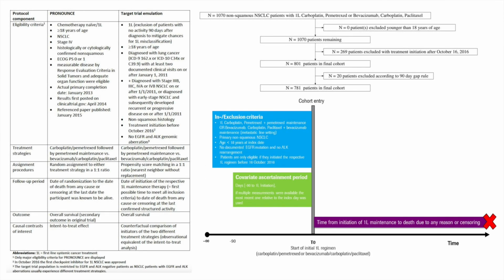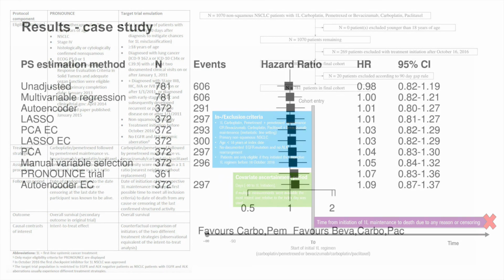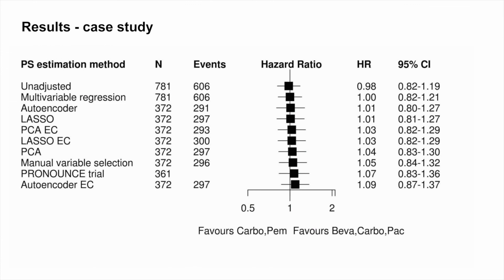To illustrate the application of the autoencoder-based propensity score, we emulated the 2015 published PRONOUNCE trial by applying the trial's protocol elements within an observational database setting, comparing two chemotherapy regimens. In this case study, all methods provided a similar conclusion with point estimates clustered around the null, with the autoencoder-based hazard ratio being 1.01 as compared to the original trial's hazard ratio of 1.07.